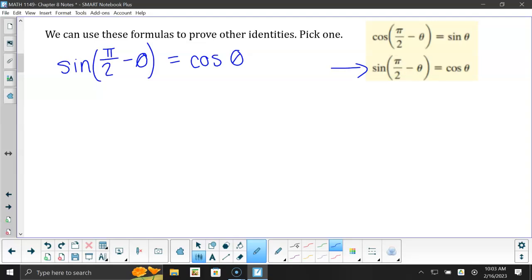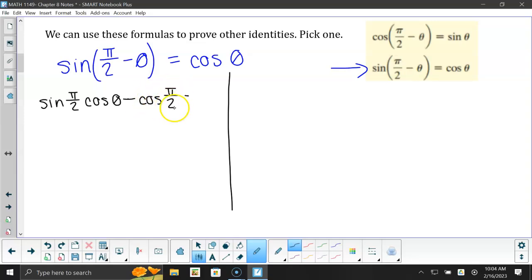All right. So when we go to do this as a proof, we're going to use our sum and difference formulas for sine. So for sine, it always starts off with sine of pi over 2, cosine of theta, minus, because I have to keep those signs the same, and then it's cosine of pi over 2, sine of theta. That's it.